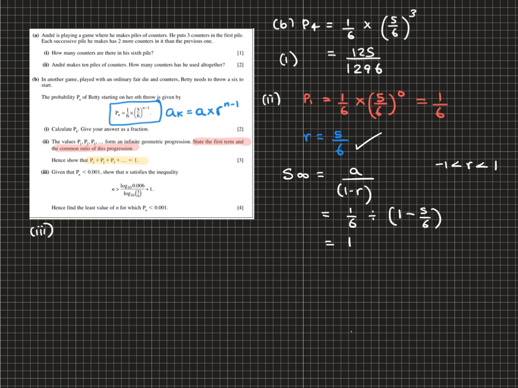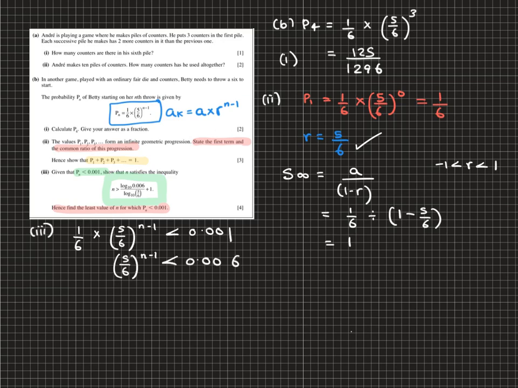Now, given that Pn is less than this number, show that n satisfies this inequality here. And then we've got one last part highlighted in red. So let's start this off. Pn is less than 0.001. Now we have a formula for Pn in a blue box up over there. So we know that 1/6 multiplied by 5/6 to the power of n minus 1 is less than 0.001. Multiply both sides by 6, so 5/6 to the power of n minus 1 is less than 0.006.